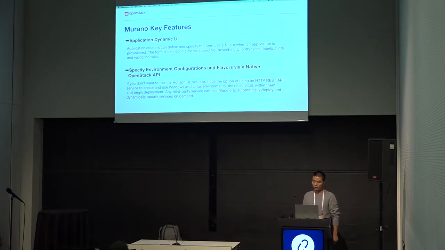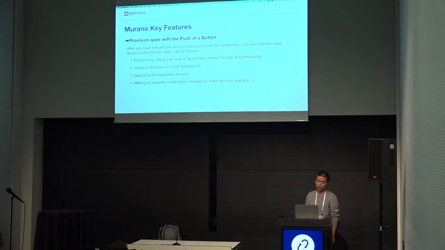The second feature is the native OpenStack API. This is a scenario where users do not want to use the Horizon UI. They can use the HTTP REST API service to create the environment, define the applications, and then begin the deployment. Any third-party service can use Murano to automatically deploy and dynamically update services on demand.